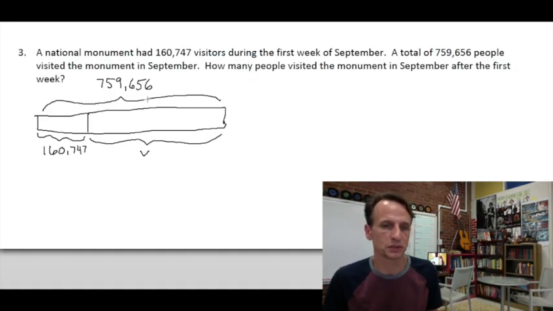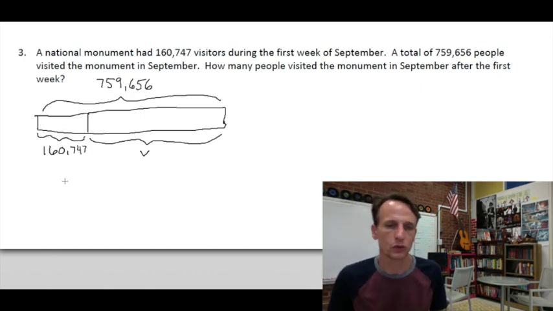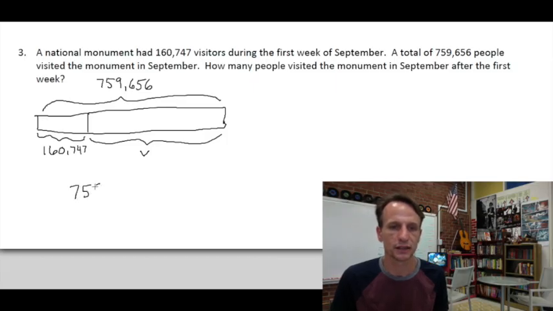We simply see we can take the whole, subtract the known part to find the unknown part. So let's do that. All right, so we have 759,656, and we're subtracting from it 160,747.